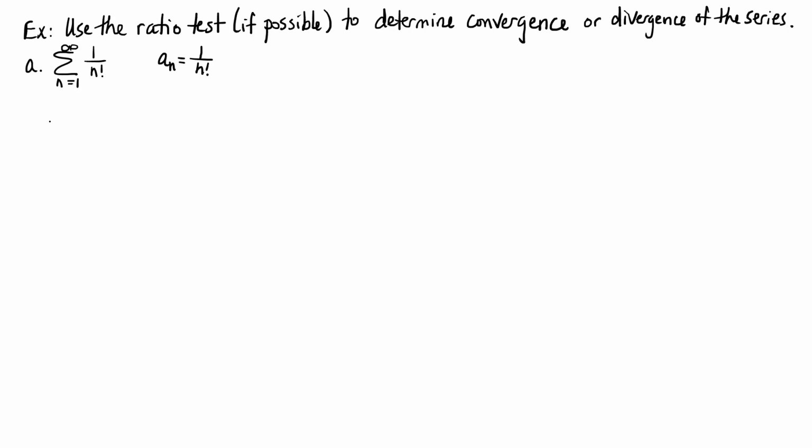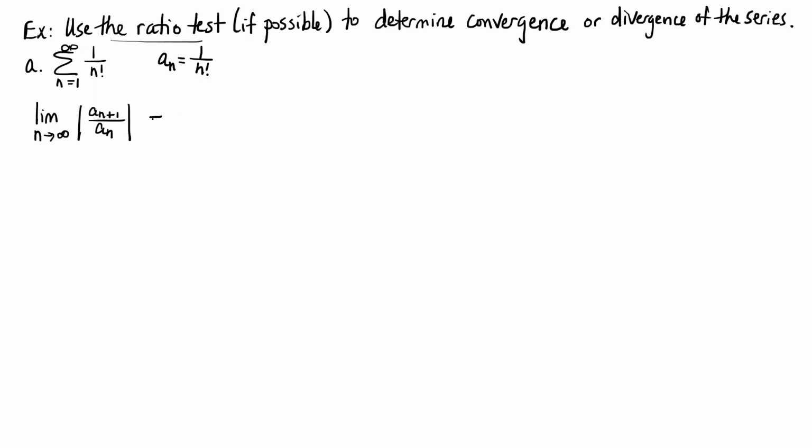Even if they didn't tell us to use the ratio test, since there's a factorial, that's a good guess as to what test to use. The ratio test asks you to take the limit as n goes to infinity of the ratio of the n plus 1 terms to the nth terms, absolute value of that.